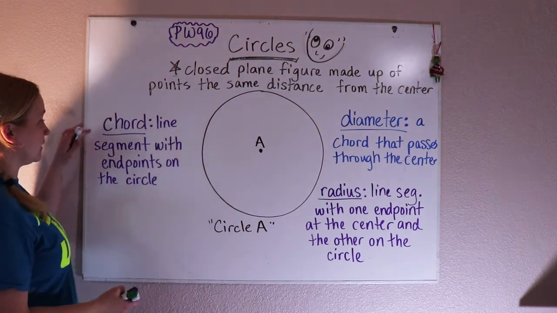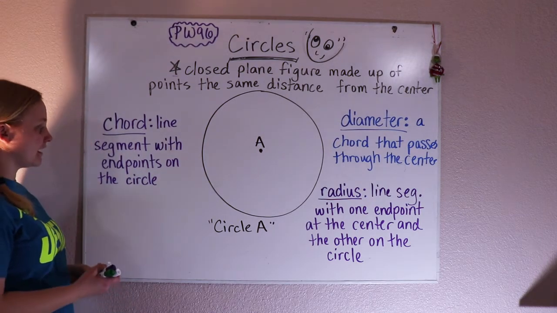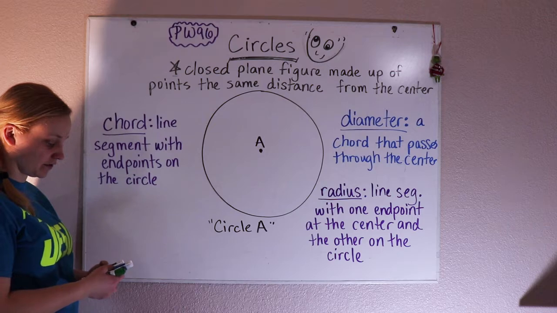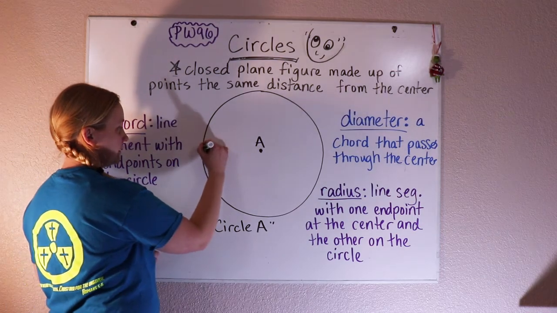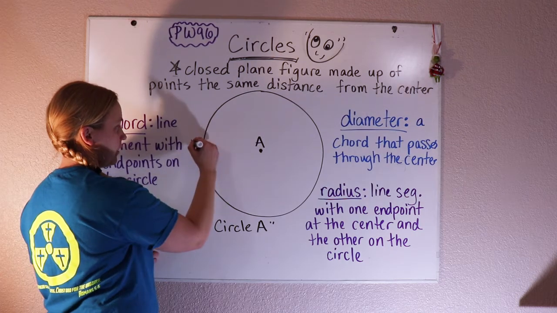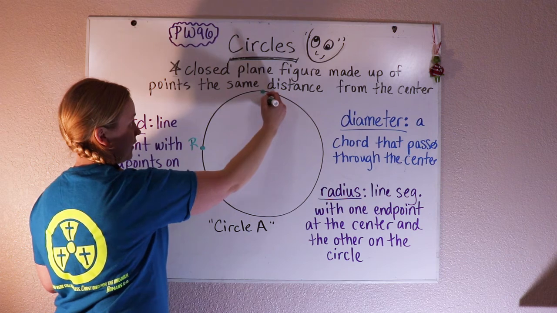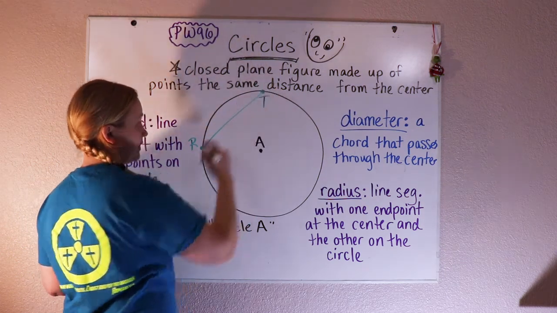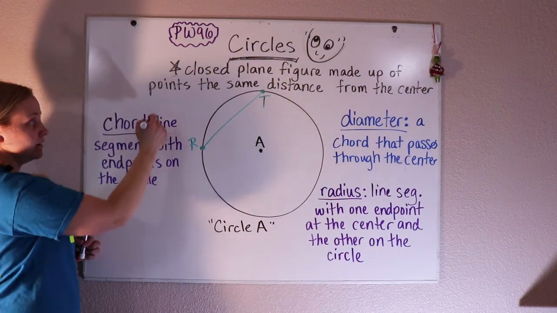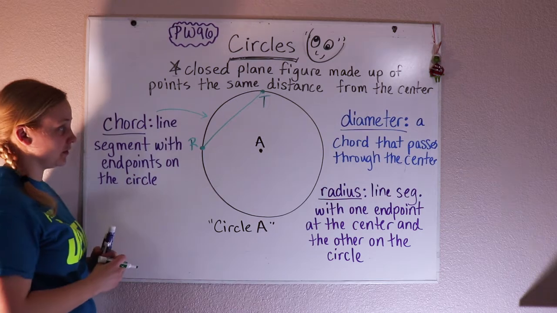Your first term is a chord, C-H-O-R-D. A chord is a line segment with endpoints on the circle. They can be anywhere on the circle. So if we put a point right here and call it point R, and put another point here and call it T, and connect them, that is a chord, a line segment with endpoints anywhere on the circle.